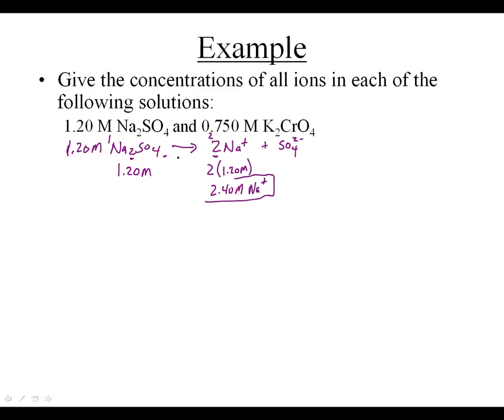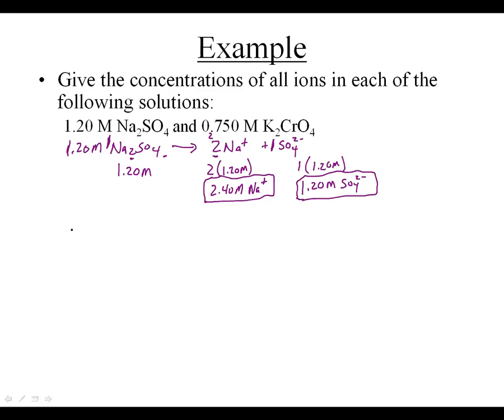We could do the same thing for the sulfate. For every one of the whole thing, we get one of just the sulfate. So it's basically a 1-to-1 relationship, which means you would multiply it by 1 technically, and the molarity actually doesn't change. It's the same. So the molarity for the sulfate part would be 1.2 molar. Any questions on that one?